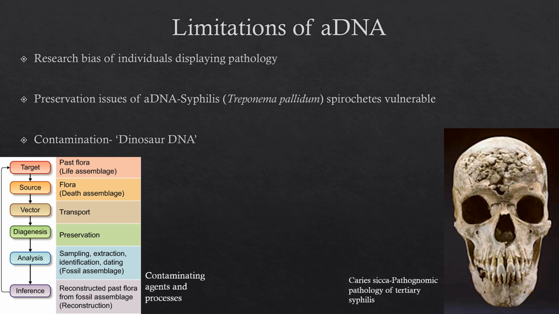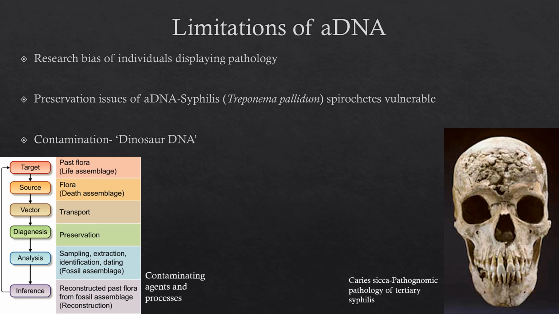However, I'm going to rain on the parade here and show you the limitations as well, which aren't really portrayed in the media. So there's research bias to begin with. In archaeology, osteologists will often get specimens which already display pathology, so we already know there's something wrong with the individual, and they will usually use aDNA to only identify the disease of individuals which display pathology. But we've already noted that pathology is not present in every single sample who may have been infected with the disease.